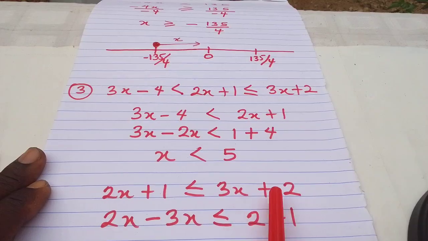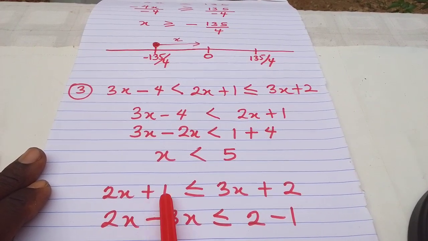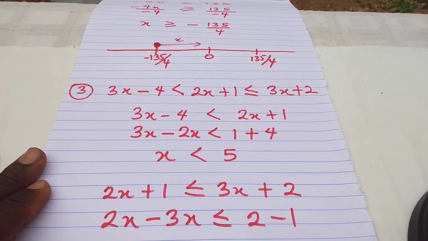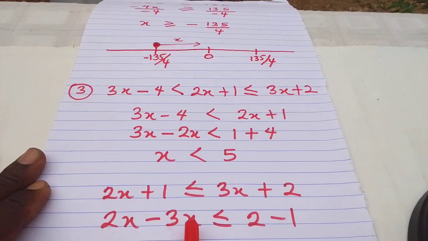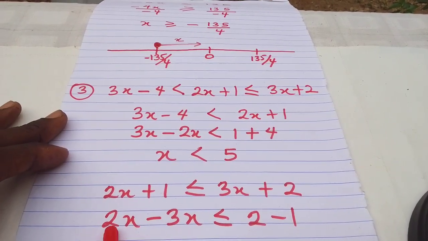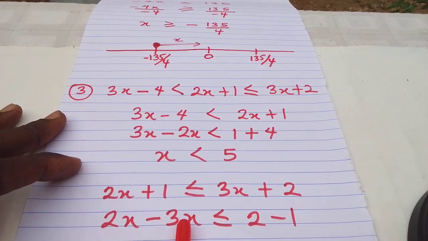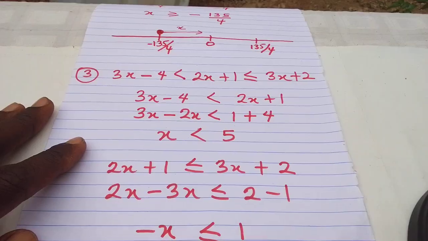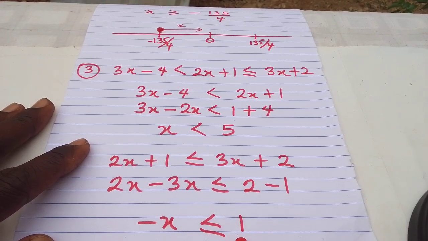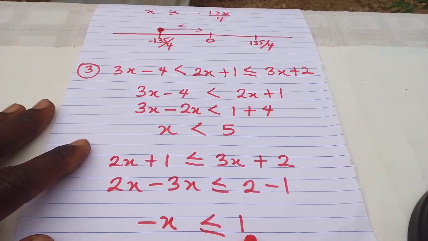Now, we already have 2 here. This is plus 1. When it comes here, it turns to minus 1. So here you have 2x minus 3x. 2x minus 3x gives us minus x. 2 minus 1 gives us 1. This is minus x less than or equal to 1.